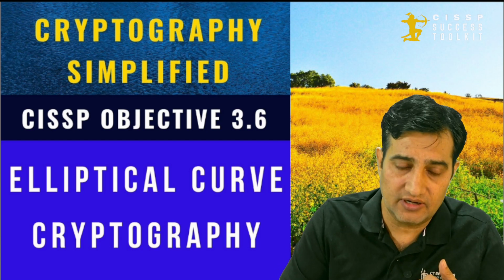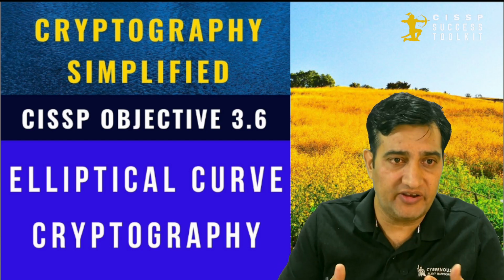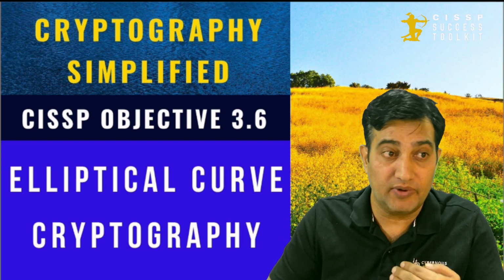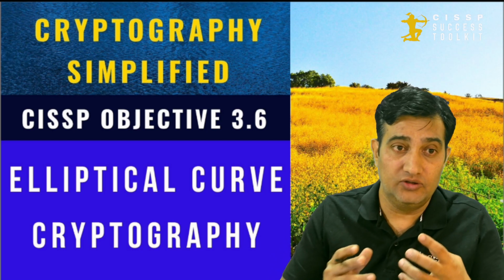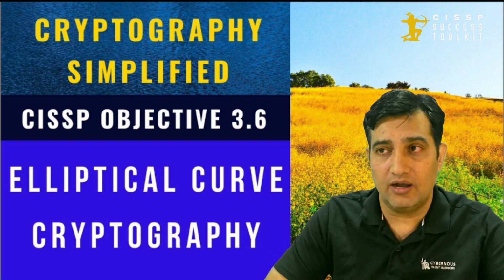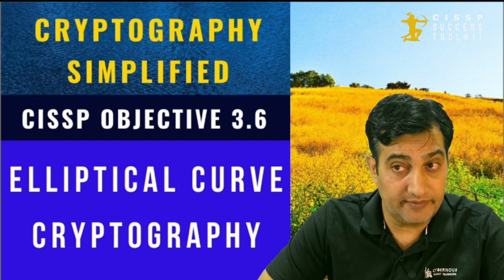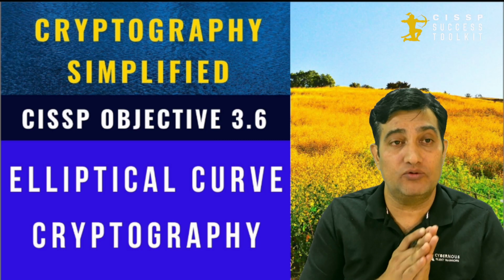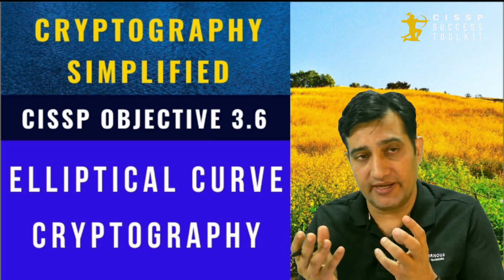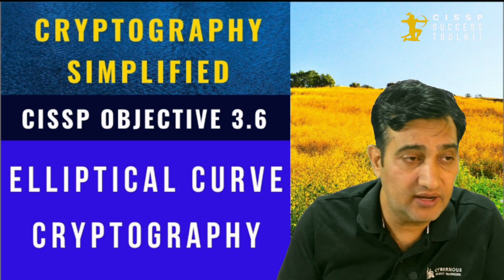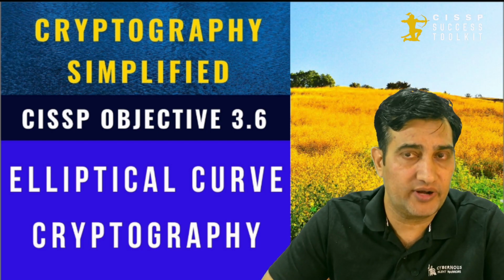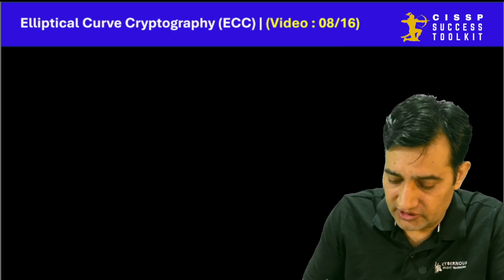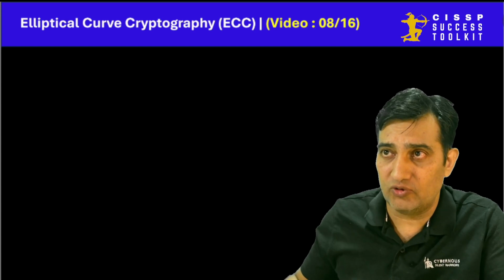Now, in the previous session, we understood about symmetric and asymmetric, right? And when we talk about asymmetric, we have understood about the public key and private key. And then RSA is one of the algorithms which is used for the same, isn't it? So now in today's session we are going to discover another asymmetric cryptography, which is called elliptical curve cryptography. Okay, so let's dive into this. So this topic is elliptical curve cryptography.